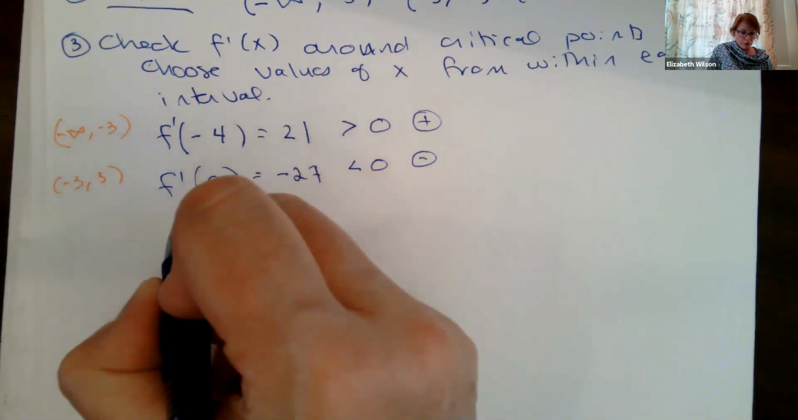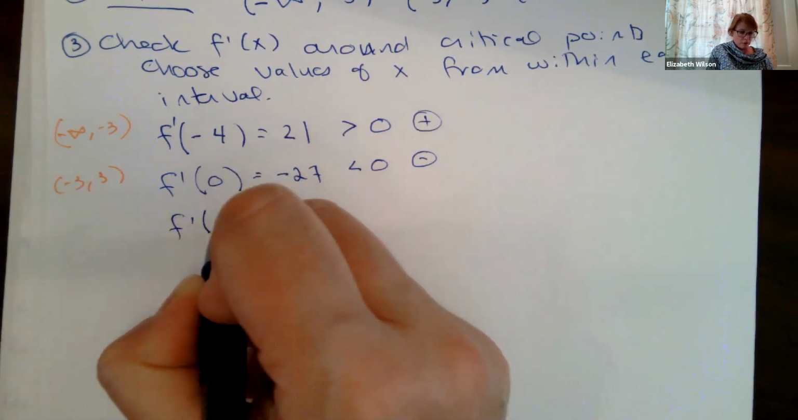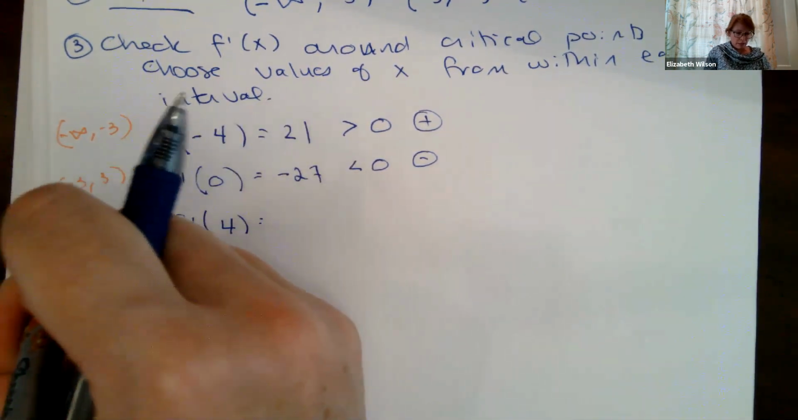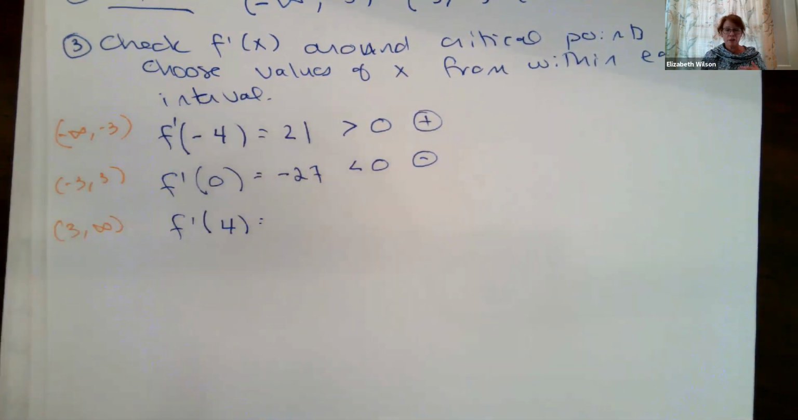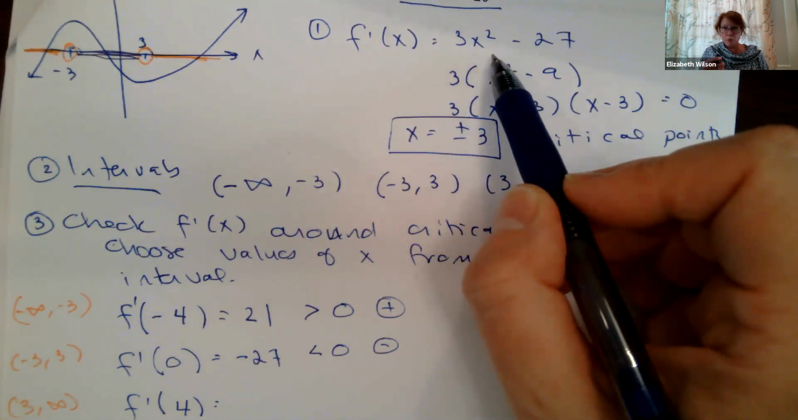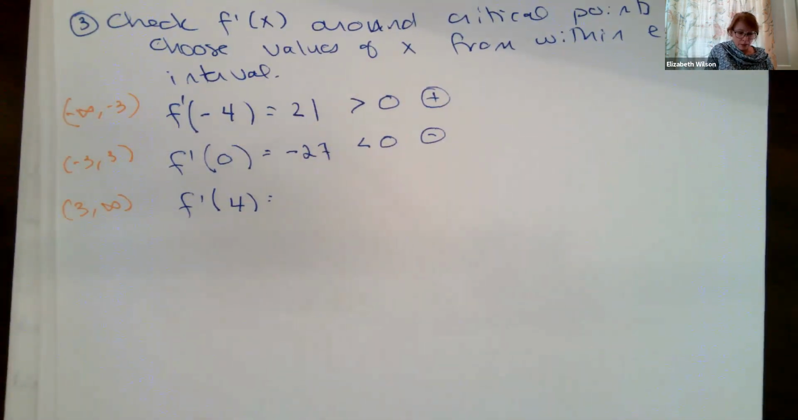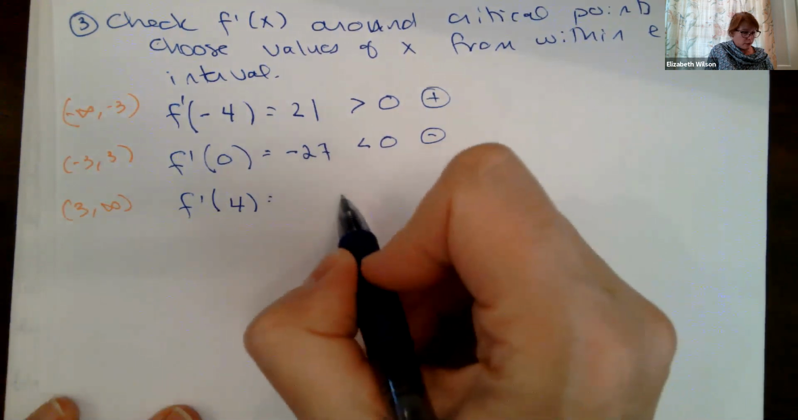Now I'm going to choose a value within my third interval, from 3 to +infinity. I could have chosen any value. I could have chosen 10, I could have chosen 100 million. Whatever you want, it's up to you. You're taking that number and plugging it in here. Don't pick a value that's going to be really complex. Make it simple. I get +21, that's greater than 0, that's positive.